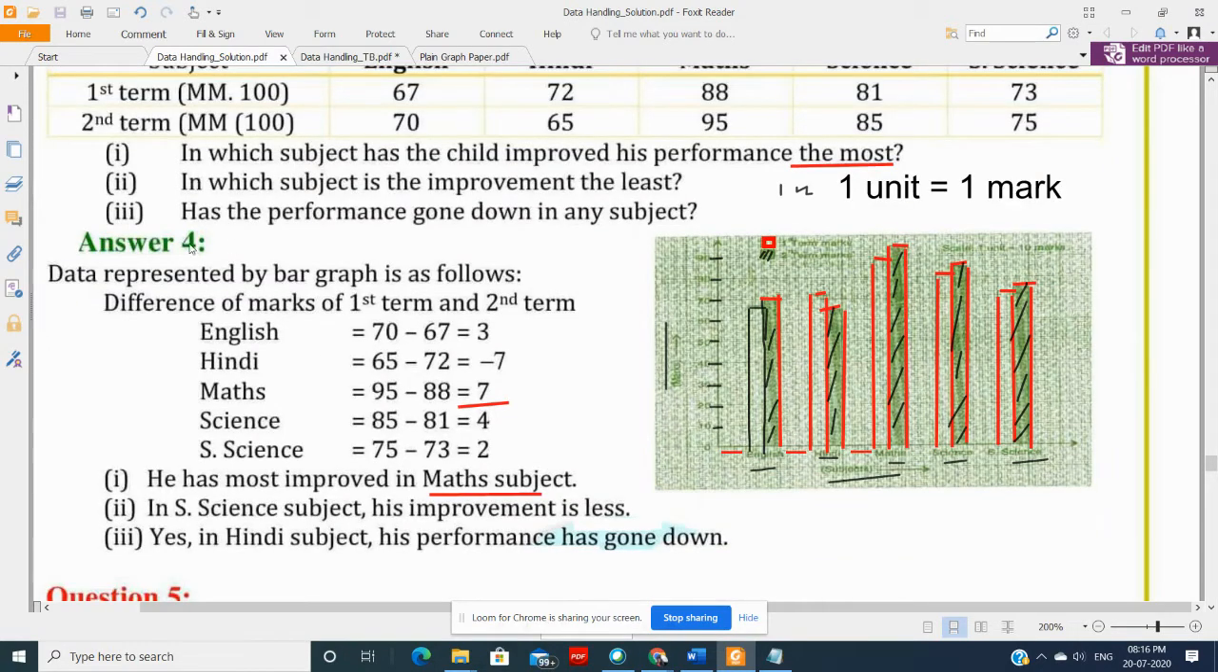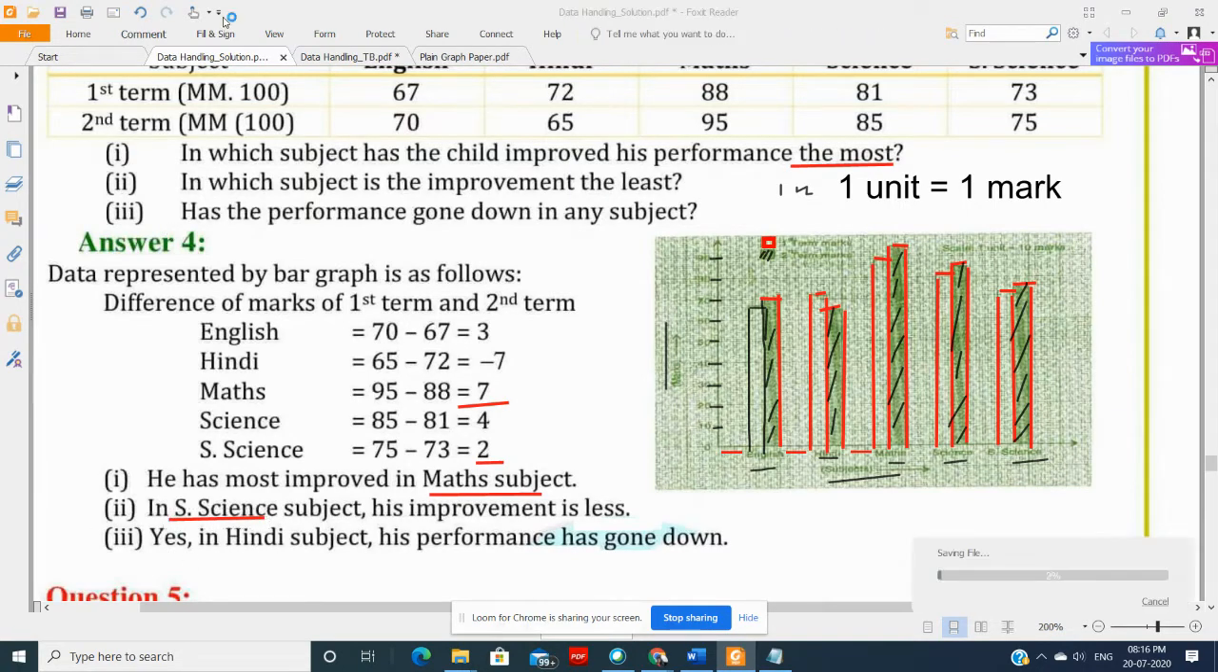All right. Next question. In which subject has he improved the least? All right. Now, the least means only, see, he has improved the least. Okay. So improvement means positive numbers, but which is the smallest number? 2. So in social science, he has improved the least, or the improvement is less. So SS.